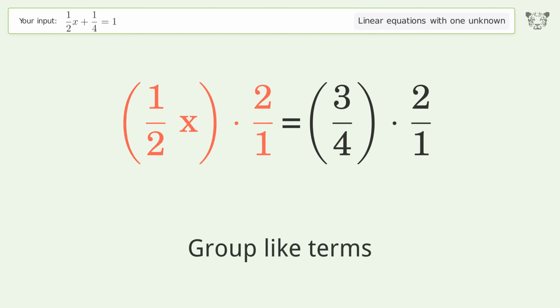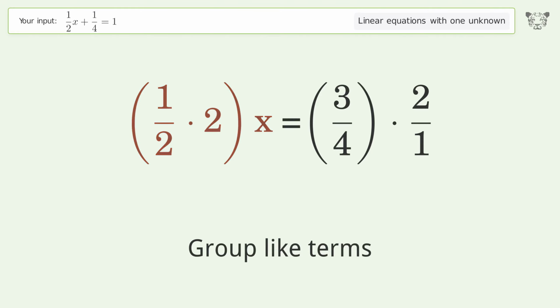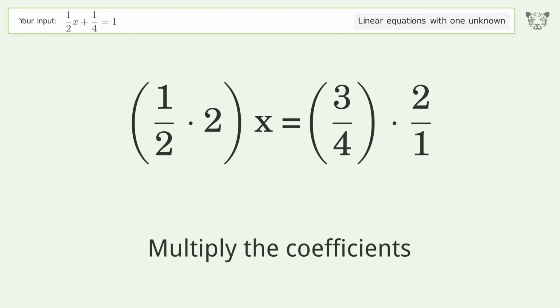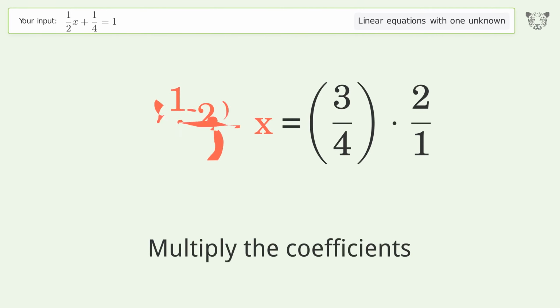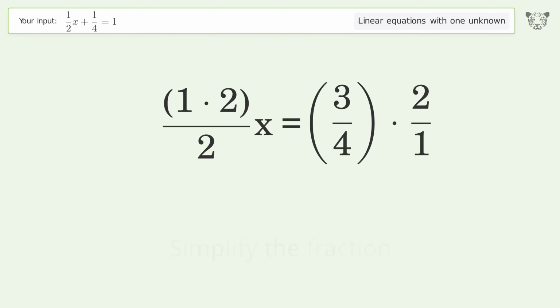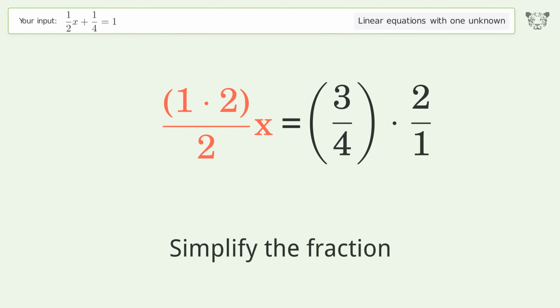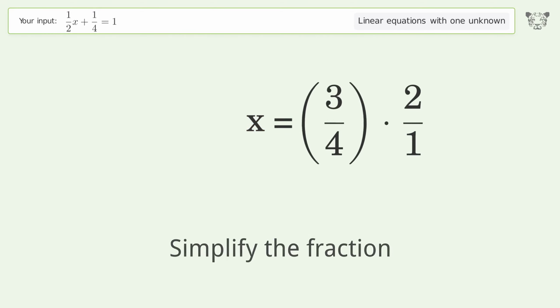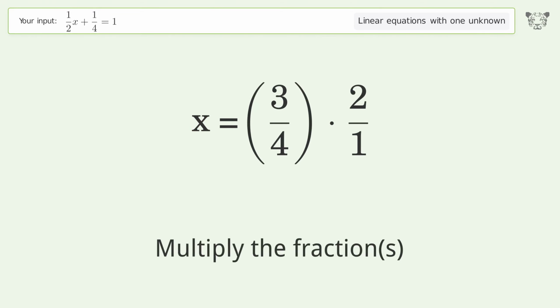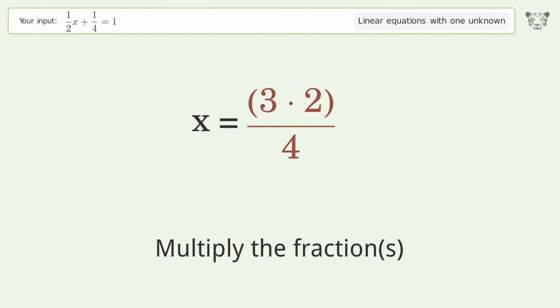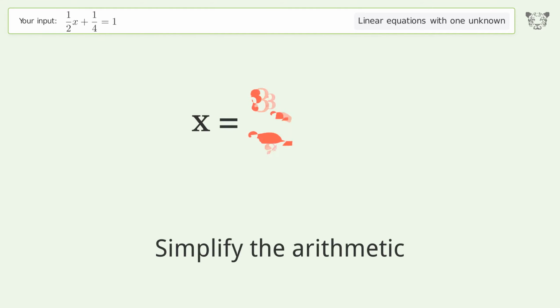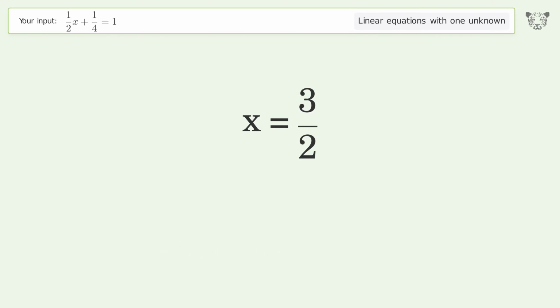Group like terms. Multiply the coefficients. Simplify the fraction. Multiply the fractions. Simplify the arithmetic. And so the final result is x equals 3/2.